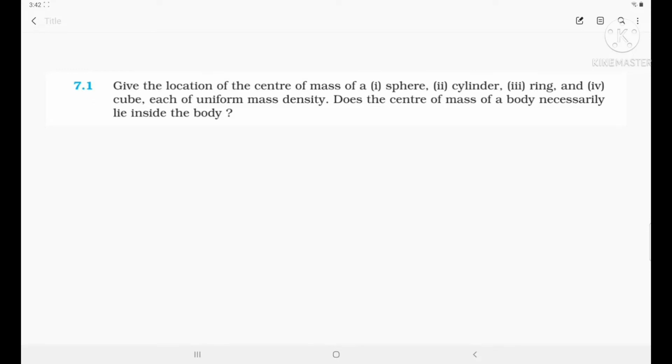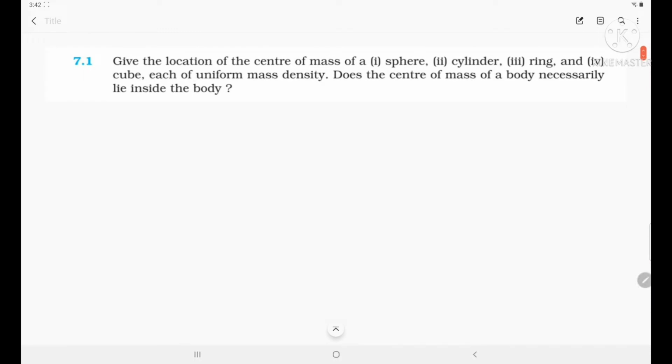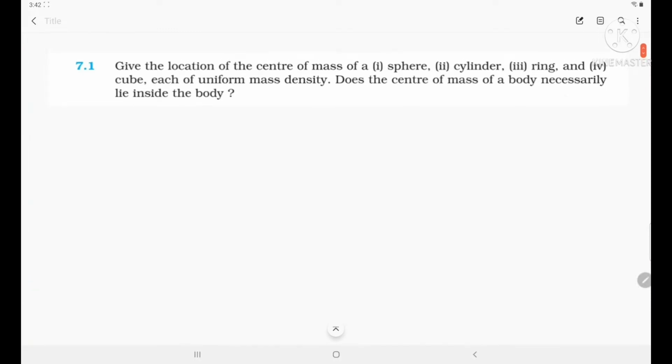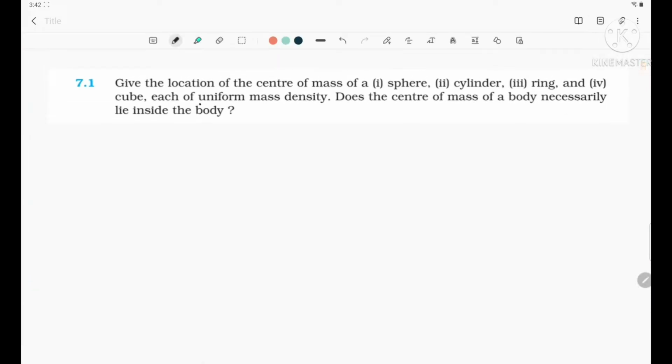Okay, so for this question, the main thing here is they are all uniform mass density objects. So all objects are having the same mass density, which means for a cube, for a ring, for a cylinder, for a sphere, whatever is their geometric center will be the center of mass. So the first one is a sphere. The geometric center of the sphere is the center itself. So the center of mass will be the geometric center.